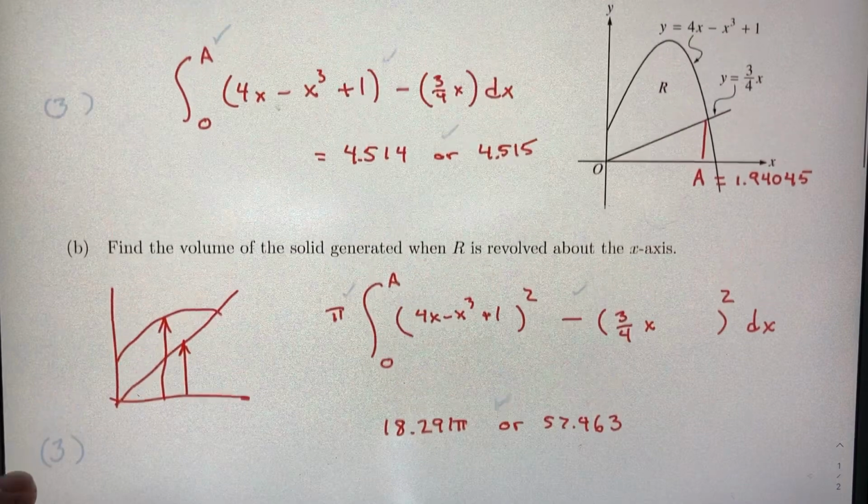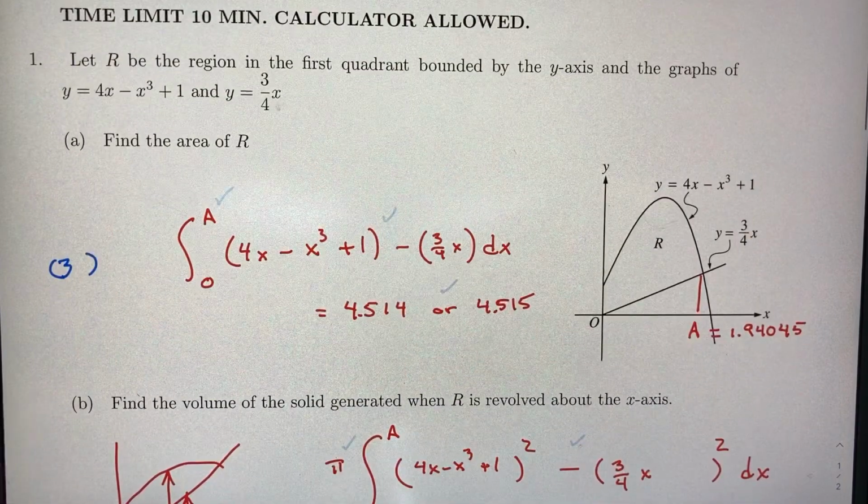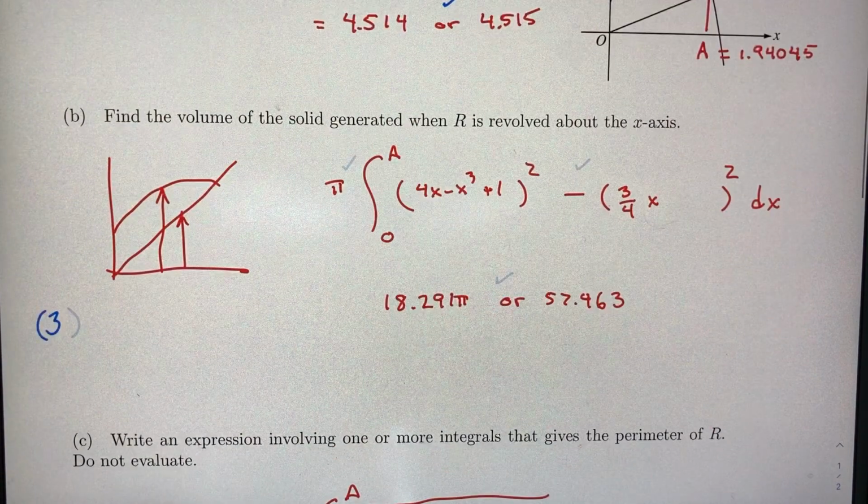Point values. This is 3 points. 1 point for the bound, 1 point for the setup. Don't square things for area. 1 point for the answer. 3 points here. 1 point for the pi, 1 point for the setup, 1 point for the pi and bounds, I guess. 1 point for the final answer.